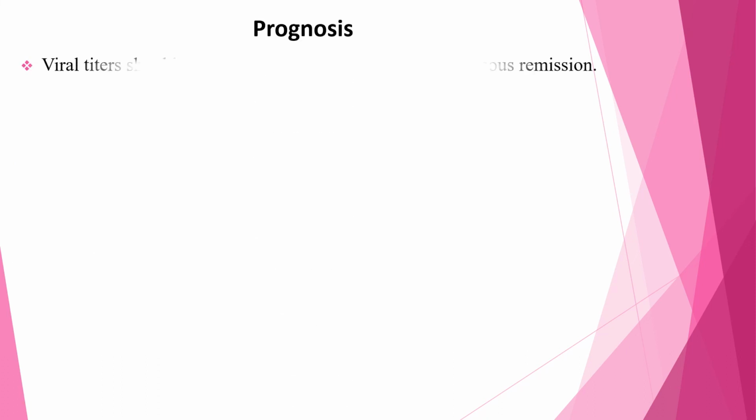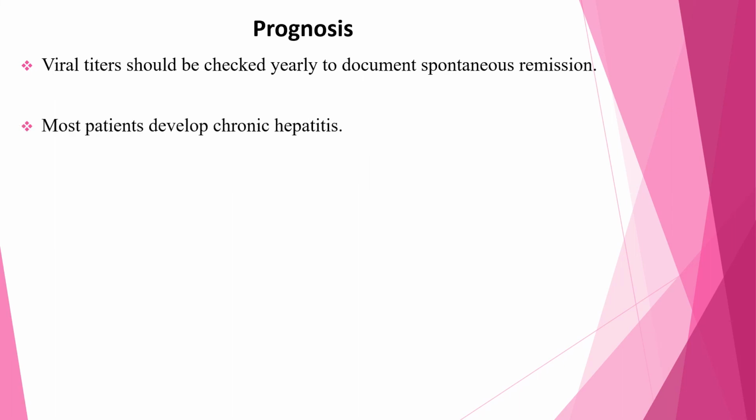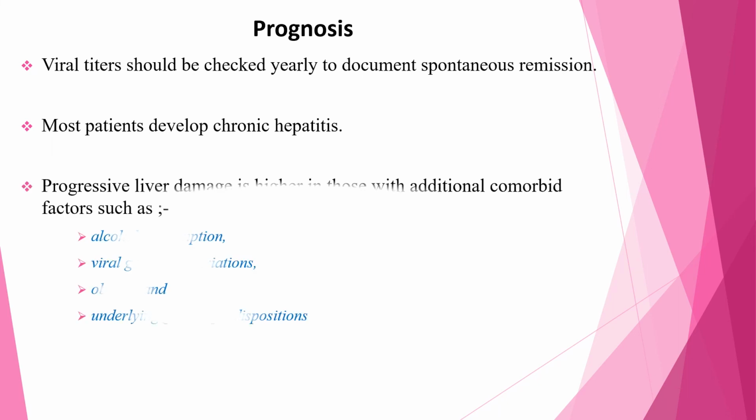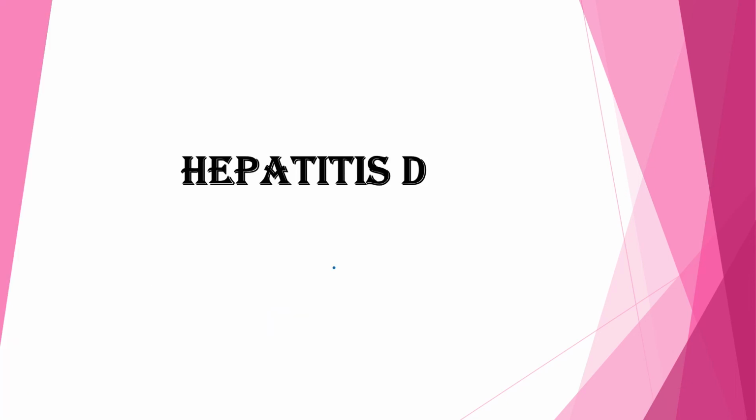Regarding prognosis, viral titers should be checked yearly to document spontaneous remission. And most patients develop chronic hepatitis. Progressive liver damage is higher in those with additional comorbid factors such as alcohol consumption, viral genotypic variation, obesity, and underlying genetic predisposition. The other is hepatitis D.